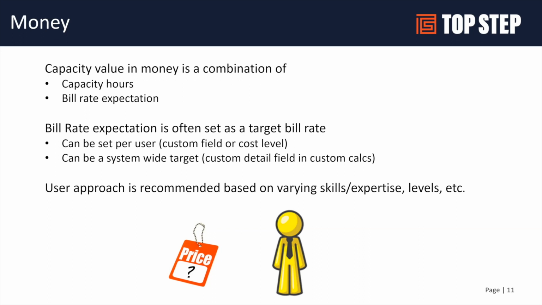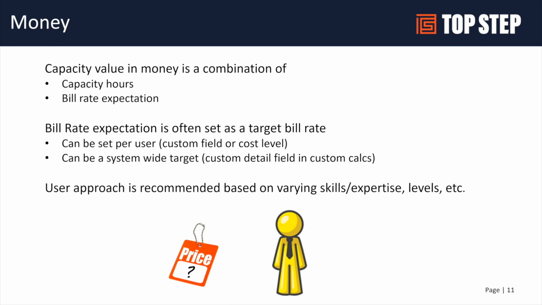But to get the bill rate, there's a couple of ways you can do that. You can certainly create a custom field. It's going to have some limitations, and then you've got to create custom calcs to get all of your capacity value dollars into reports. What we generally recommend is to use a cost rate.